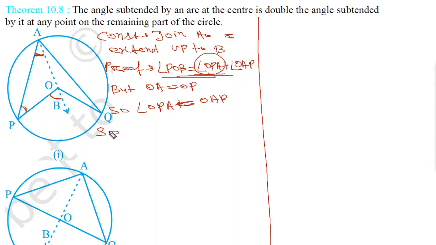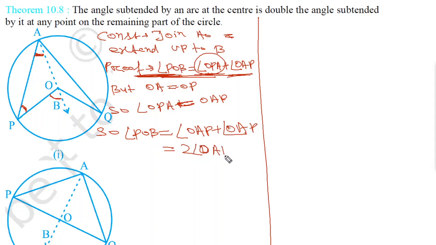So we can write, so angle POB, we are just writing this statement again. Angle POB will be equal to, instead of angle OPA we can write this angle OAP plus OAP, will write as it is OAP. So it will be equal to 2 into angle OAP. Write it as statement 1. Okay, now we'll move to this part.